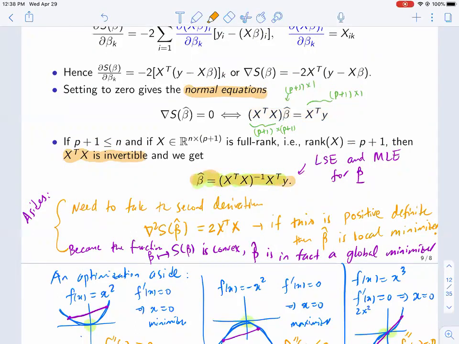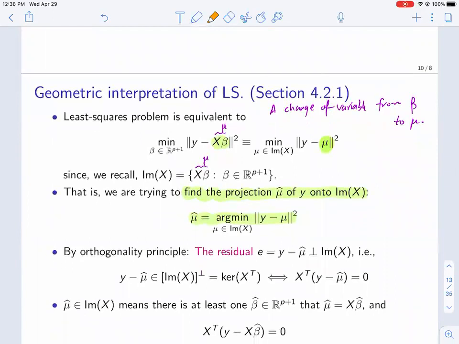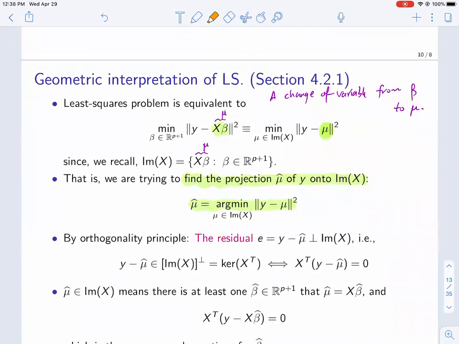This solution is unique if x transpose x is invertible, and that's true if x has full column rank. So we went through this. The idea was that this estimation procedure can also be given a geometric interpretation. Minimizing the least squares problem is equivalent to minimizing the distance between y and a vector mu in the image of x. So what we get is the projection of y onto the image of x.